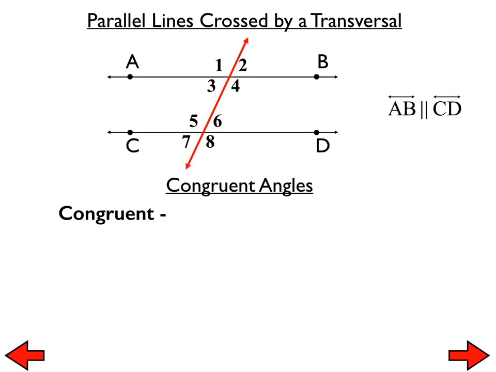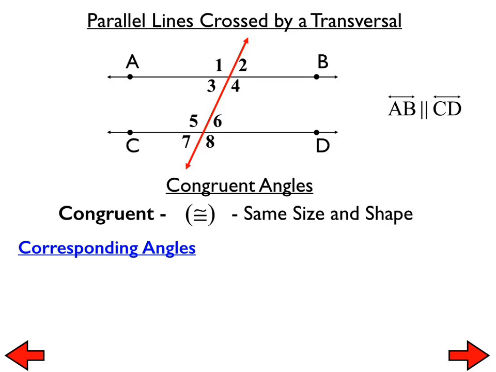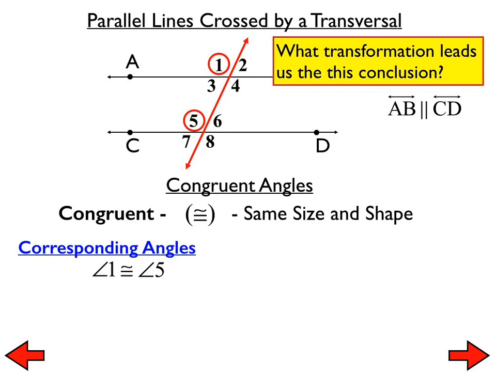And so first of all, we're going to see lots of pairs of congruent angles. And the first set will be corresponding angles. So for example, angle 1 and angle 5 are what we refer to as corresponding angles. So angle 1 is congruent to angle 5. Now I have a question for you. What transformation could lead us to that conclusion? A translation. So watch. If I start at angle 1 and translate that down, I have proof that angle 1 is congruent to angle 5 by a translation.